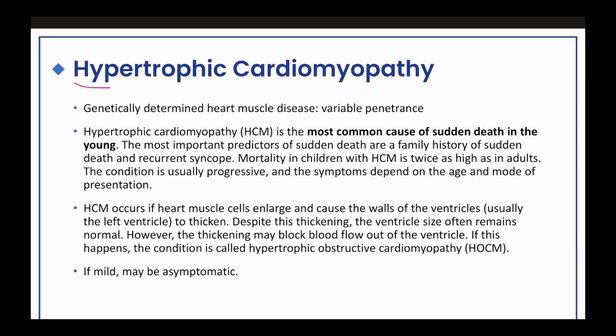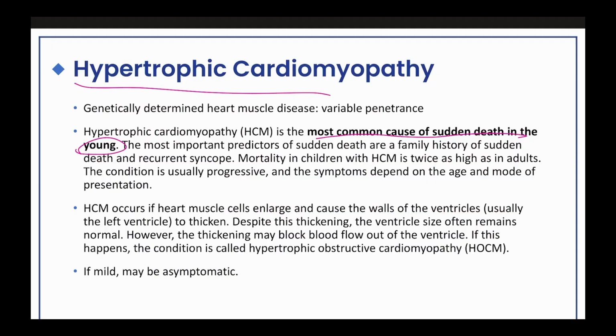Now we're moving on to hypertrophic cardiomyopathy. This is the most common cause of sudden death in the young. Whenever you see these 20-year-old athletes dropping dead, they may have had an underlying hypertrophic cardiomyopathy. So you see these athletes on the basketball court and they just fall. Usually it's underlying, this is the most common cause.